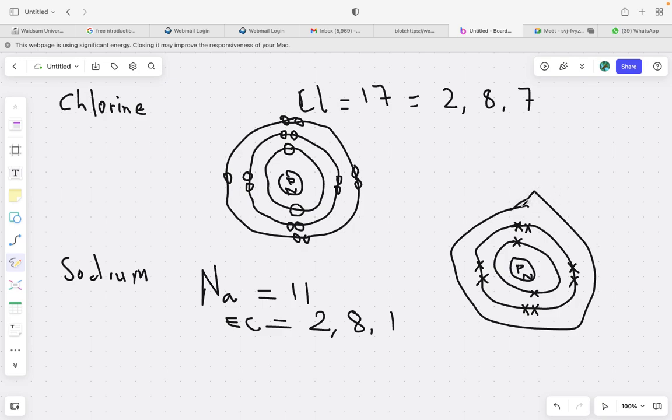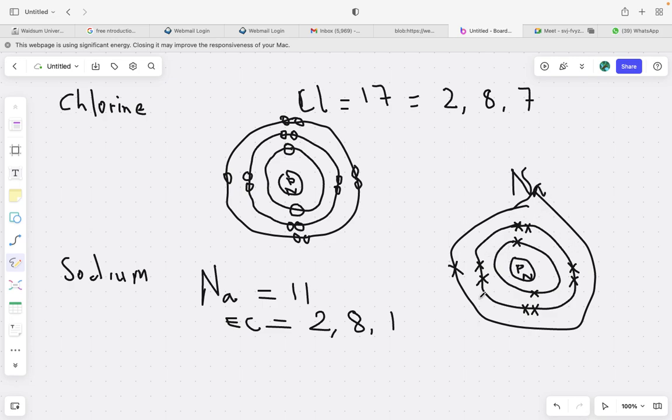Don't mind my diagram, sometimes they look crooked, but just listen to the explanation. The third shell has 1. This is sodium, Na. This is the electronic configuration of sodium.